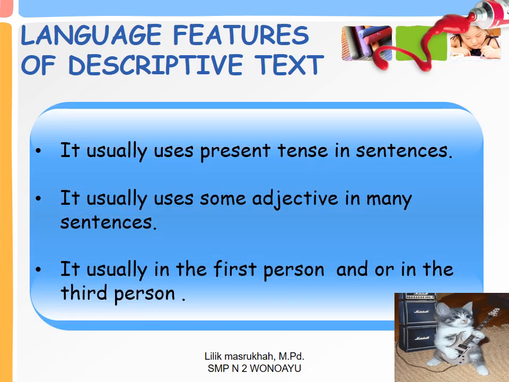Language features of descriptive text. First, it usually uses present tense in sentences, so use verb 1. Second, it usually uses some adjectives in many sentences. Do you know, adjective is kata sifat? Third, it is usually in the first person or in the third person.